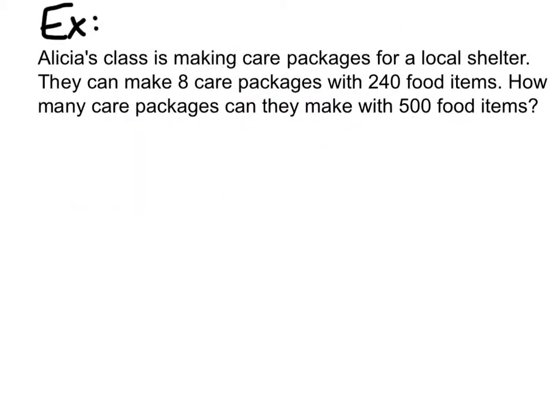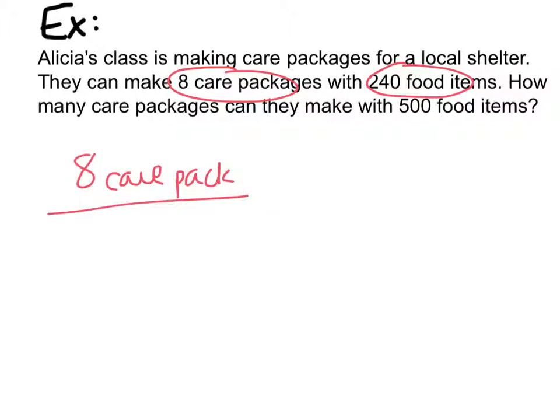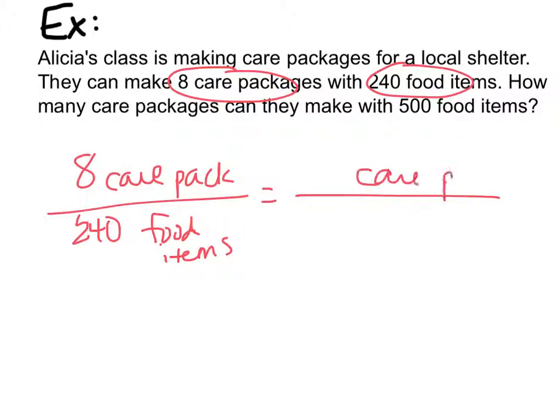So an example, Alicia's class is making care packages for a local shelter. They can make 8 care packages with 240 items. How many care packages can they make with 500 food items? So these are the pieces of information that I know that go together. So I'm going to put 8 care packages over 240 food items, and that's going to equal some number of care packages over some number of food items. So this is what I mean when I say that the units in the numerators need to match, care packages, care packages, and in the denominator, food items, food items.